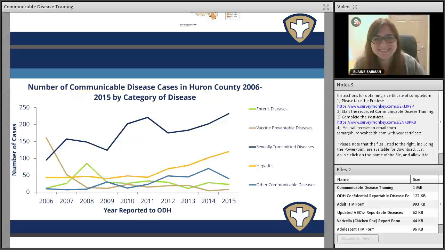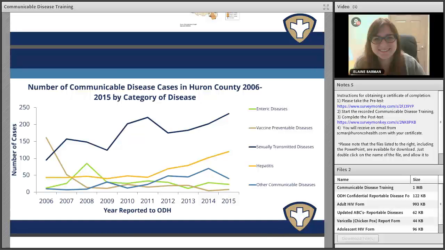So here is a graph from the reportable diseases, and this is for Huron County from 2006 to 2015, and it's the number of cases that we get for each disease. So you can see that over time the sexually transmitted diseases is going up. We have seen more cases, and then also looking at hepatitis, that has been going up as well since 2006.